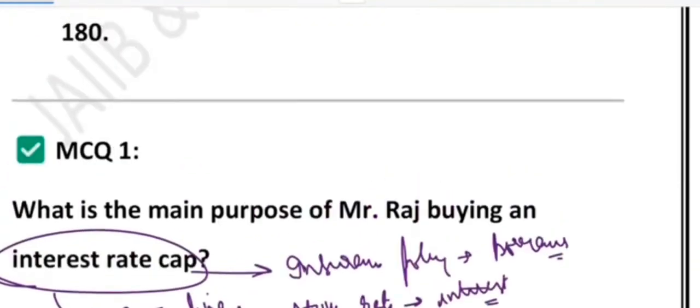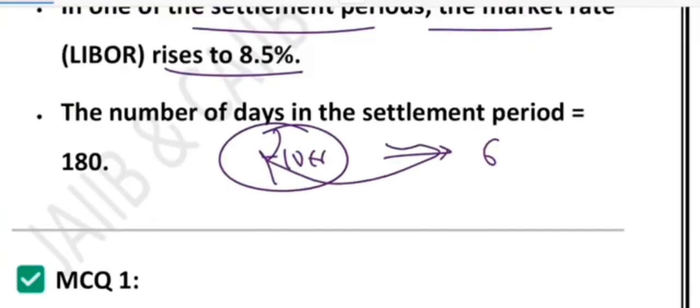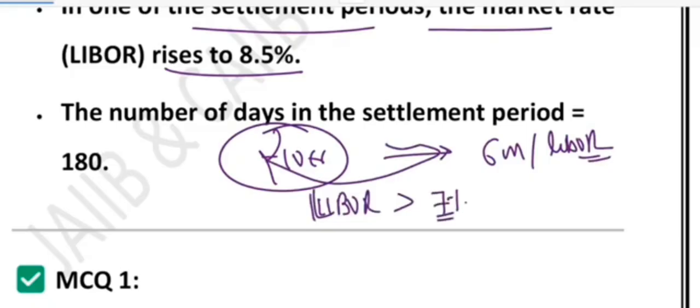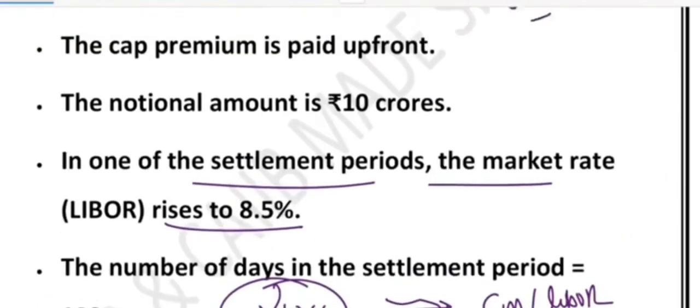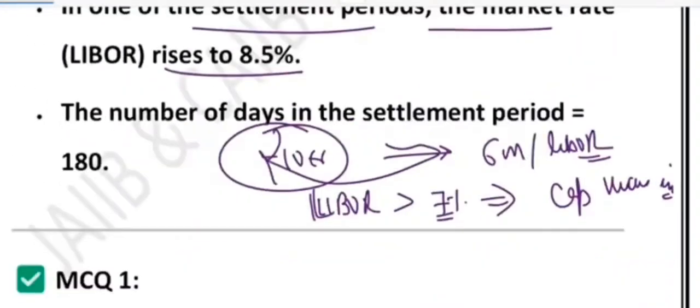In this case, as you can see, Mr. Raj has a 10 crore loan. It is linked to 6-month LIBOR. And suppose LIBOR rises above 7%. If LIBOR rises above 7%, the cap kicks in. Right, because they have set the cap at how much? They have set the cap at 7%. So if LIBOR increases above 7%, the cap will kick in.